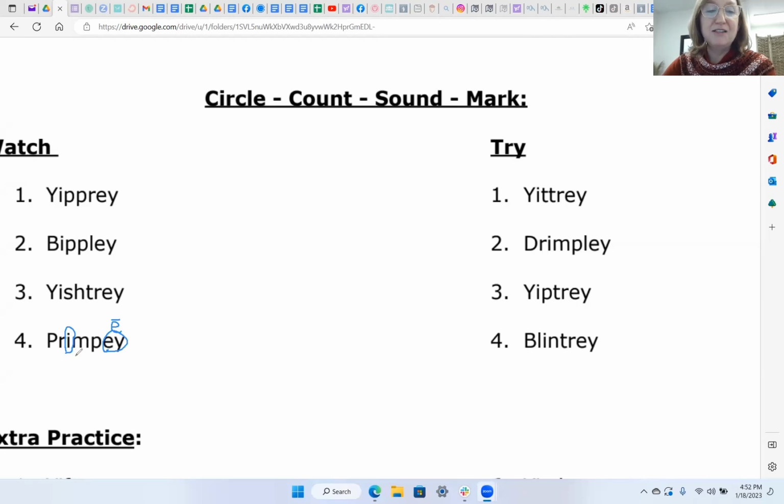If you tap 2, the next 2 letters are consonants. So that means the vowel before 2 consonants is going to make its short sound. So that I is going to say i. Your mouth is smiling. Your teeth are just barely apart. I, i. When you pencil read this word, it's p, r, i, m, p, y. Primpy, primpy, primpy. Okay, try yours over here.